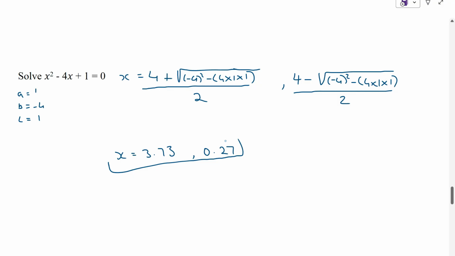Now if you wanted to check, you can input these values into here and you should get 0, as long as you use the non-rounded number. So you just use answer on your calculator. If you sub in these full values into x, you will get 0, just as we looked at in the previous examples. I'm not going to do that now, but if you want to do that as a check, that's fine.